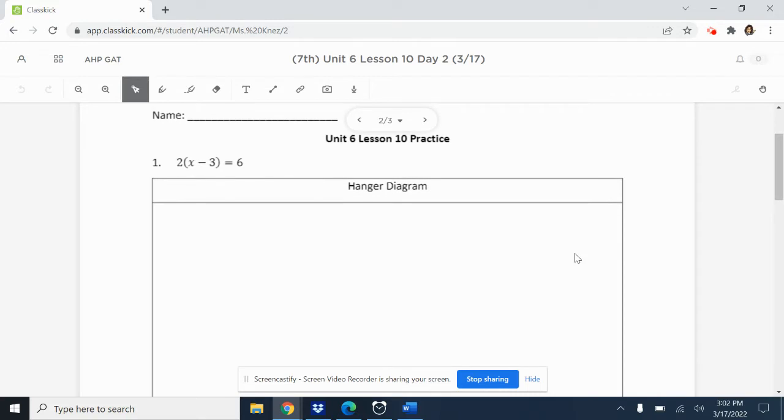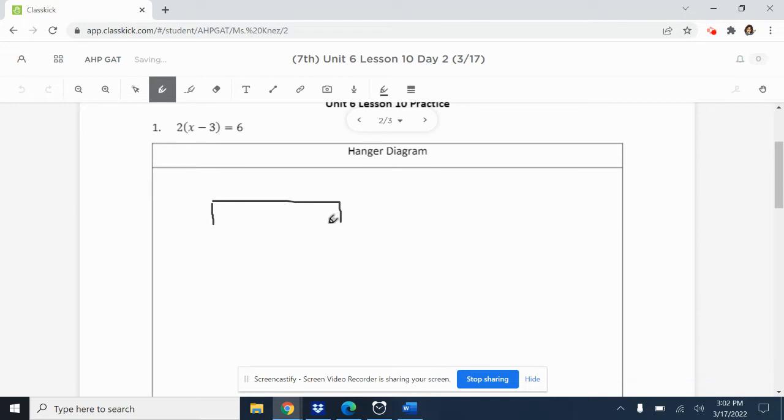Today, we focused on reviewing solving equations written in this form, where we have a factor on the outside of parentheses and we're adding or subtracting two terms inside the parentheses. To start, we drew a hanger diagram to help us review what this equation means. We know that 6, which I'm drawing in the box here on the left, is equal to two groups. Those two groups each contain x minus 3. So 6 is equal to two groups of x minus 3. I drew my diagram like this.